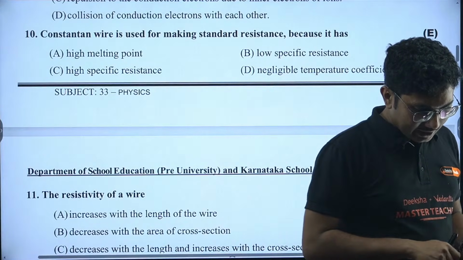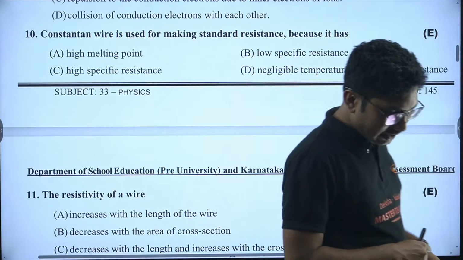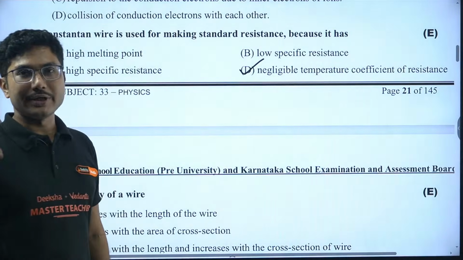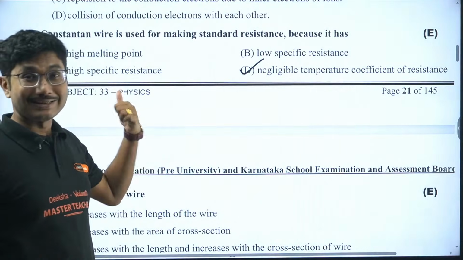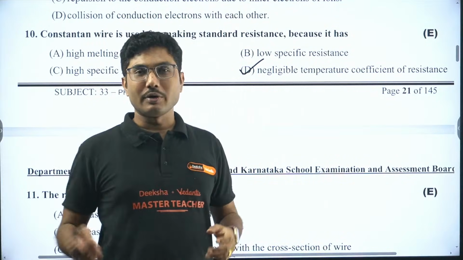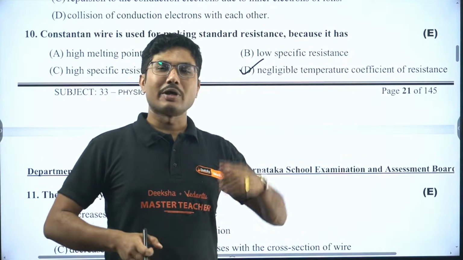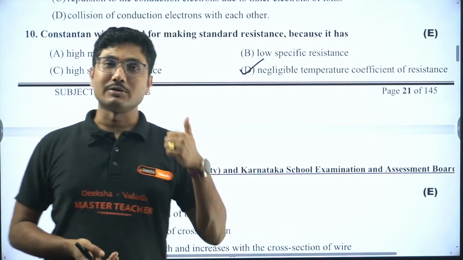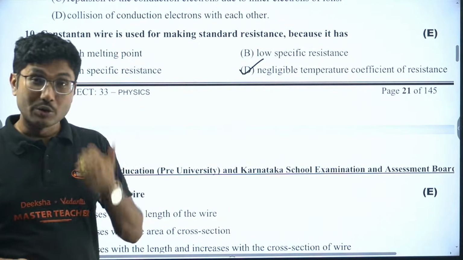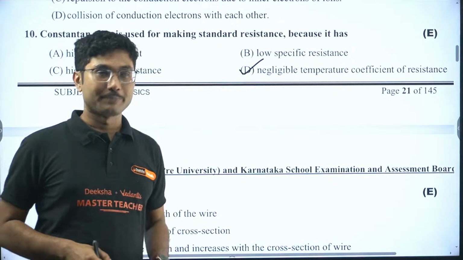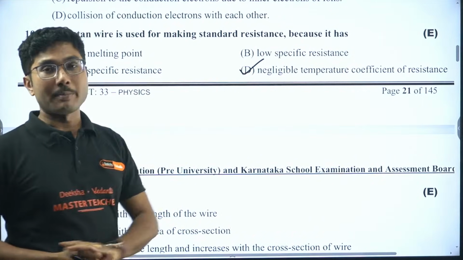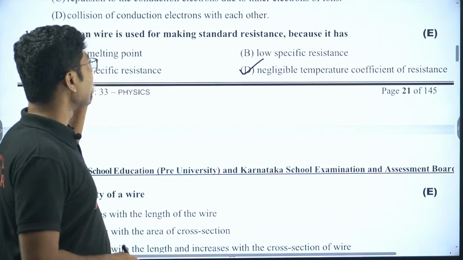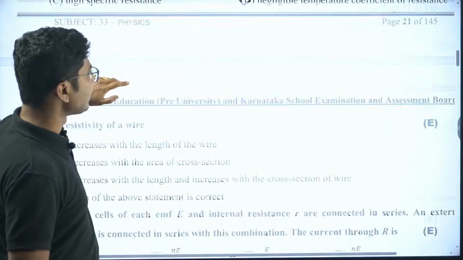Mansi is saying D. Komal is saying D. Nagaraj is saying D. Yes, because they do not change their resistance with increase in temperature. That means if you construct a device in Bangalore and take it to North Karnataka or East Karnataka, it will function as equally as it is supposed to in Bangalore. So the negligible temperature coefficient makes them reliable and the value of resistance remains fixed, and that's why they are used in standard resistance.